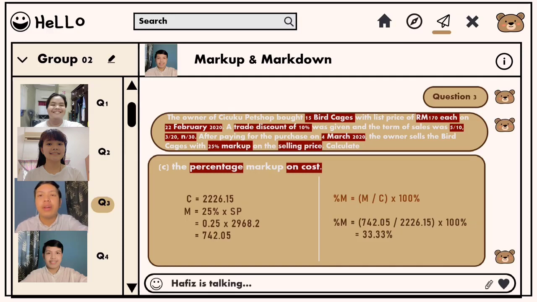Next, to find the percentage markup on cost, you need to follow this formula. Percentage markup equals open bracket markup divided by cost close bracket, and then multiply with 100%. Now what you need to do is insert the values. Percentage markup equals 742.05 divided by 2226.15 multiplied by 100%, so you can get the answer, which is 33.33%.